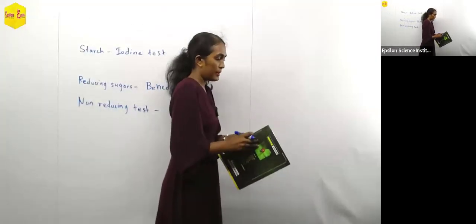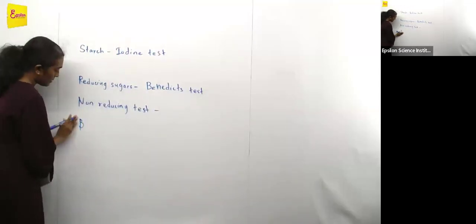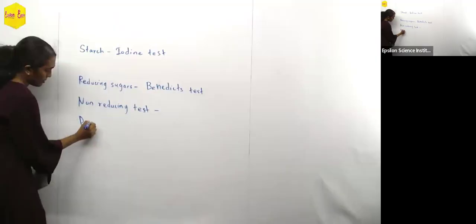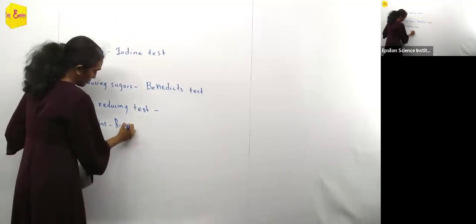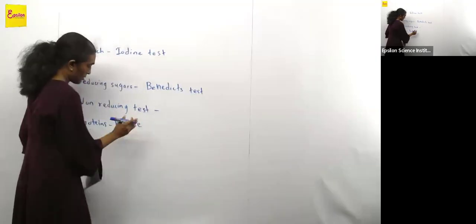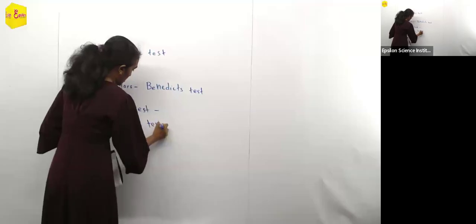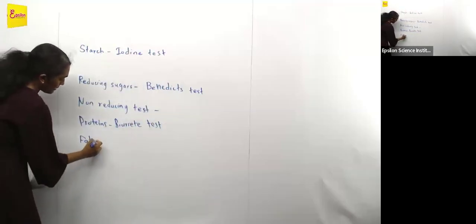And then we are going to the proteins. Proteins, biuret test. And then fats and oils, Sudan III test.